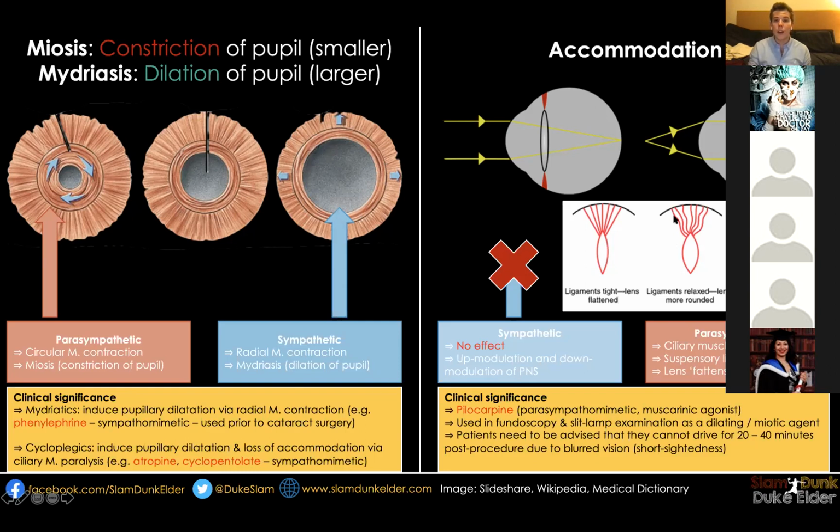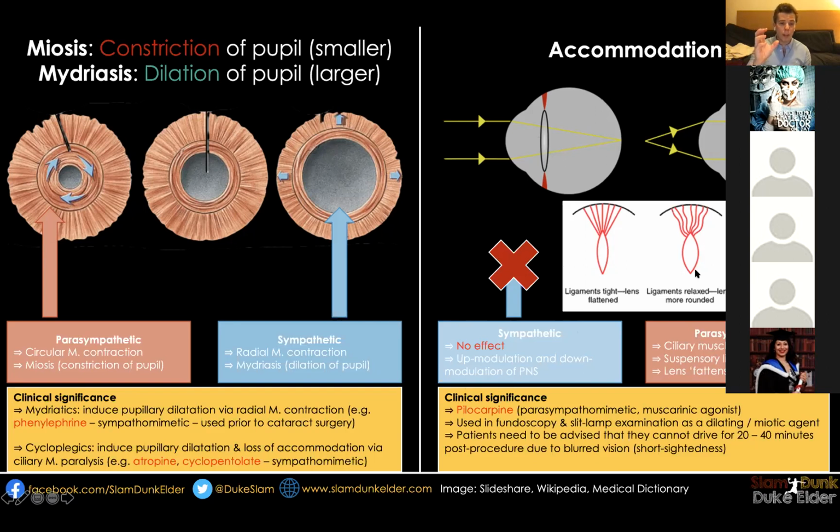In terms of accommodation, so the ciliary body and its zonules, this is an image of the lens, apologies. You have the lens zonules, these little suspensory ligaments that are attached to the ciliary body. These dictate accommodation. And what I'm trying to indicate with this diagram is that, unlike these muscles, accommodation is not under sympathetic innervation. It's only under parasympathetic innervation.